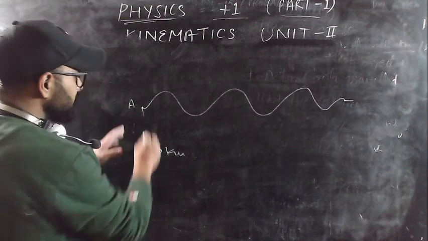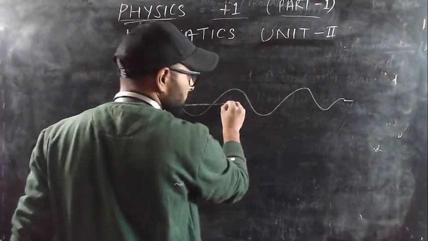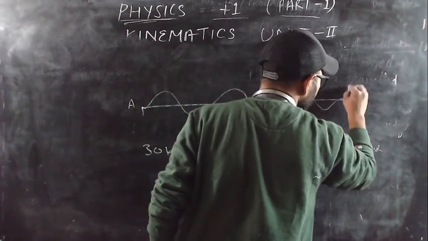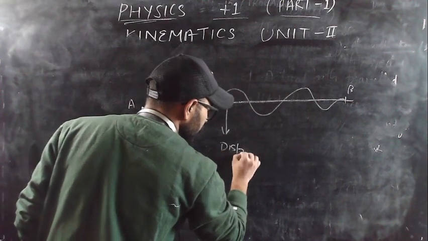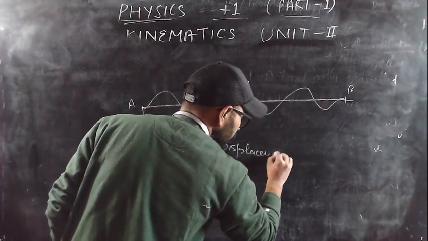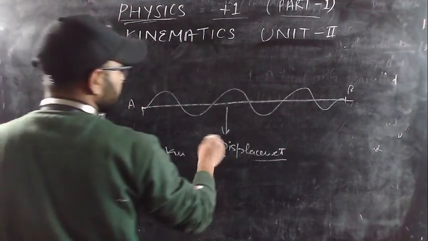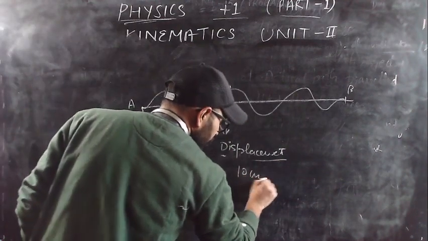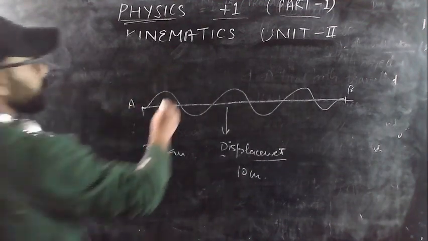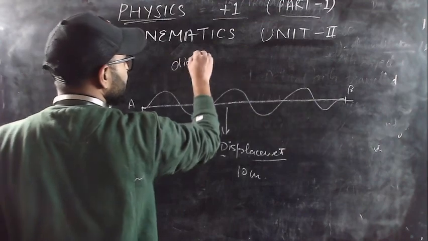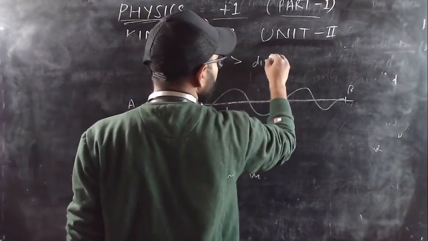Consider this displacement starts from A, and the shortest distance between A and point B is the displacement. This is the displacement, and it would be 10 kilometer. So what we can find from this diagram or example is that distance is always greater than displacement.